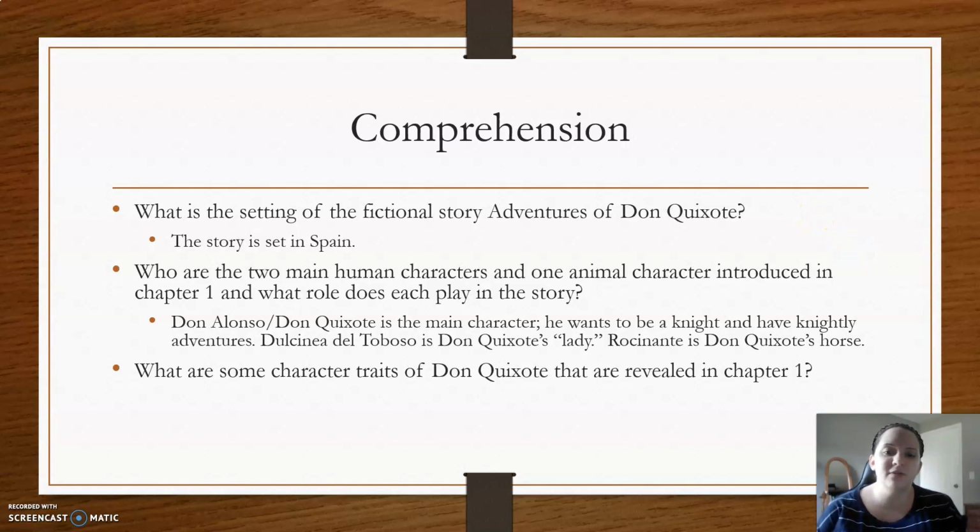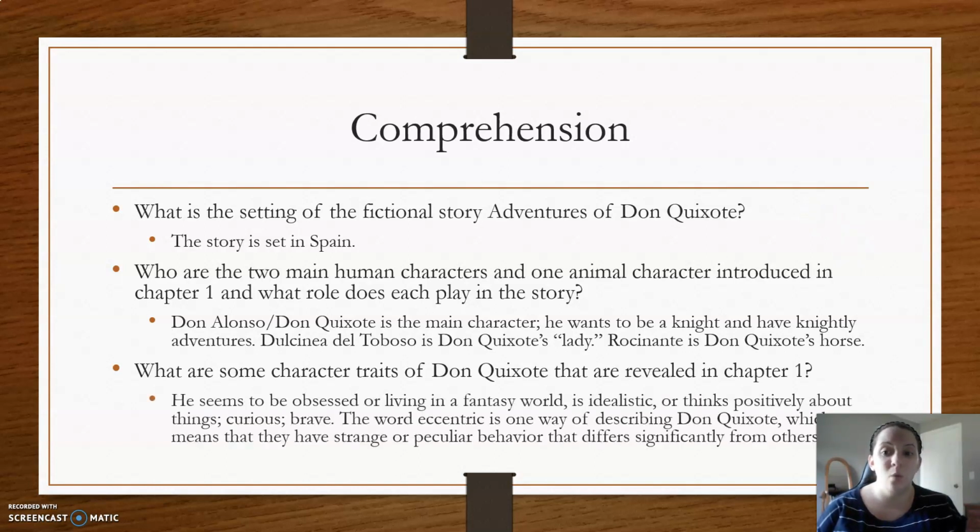And what are some character traits of Don Quixote that are revealed? Well, he's very obsessed with this fantasy world. He's very idealistic, so he's a little crazy because he loves to read so much. He's so immersed into that culture that he wants to become that. So the word I would use is eccentric to describe him, and it means to have a strange or peculiar behavior that differs from others. So the way he's acting when it comes to being a knight is very different than what others would perceive him to do.